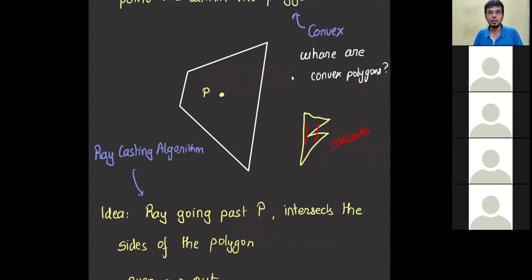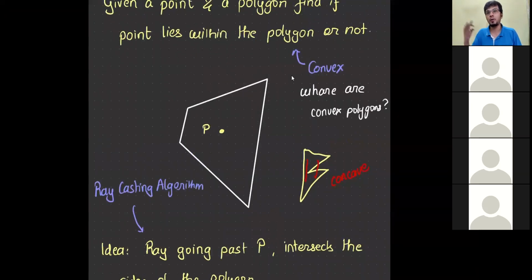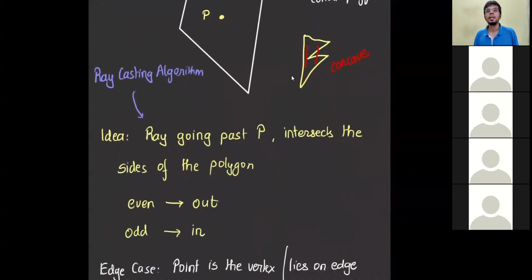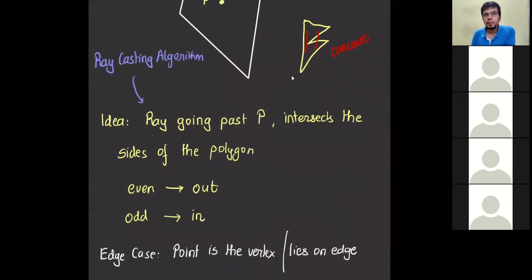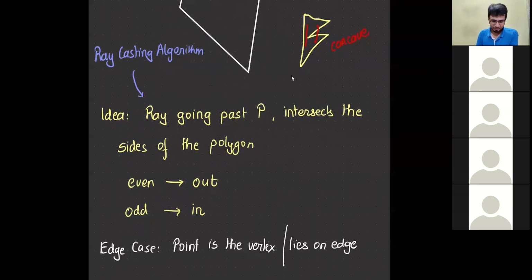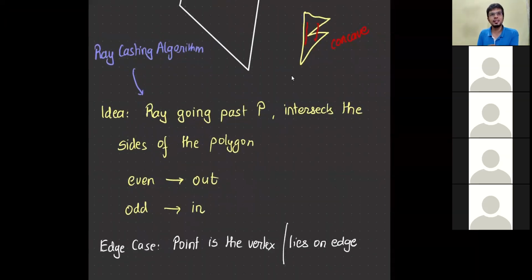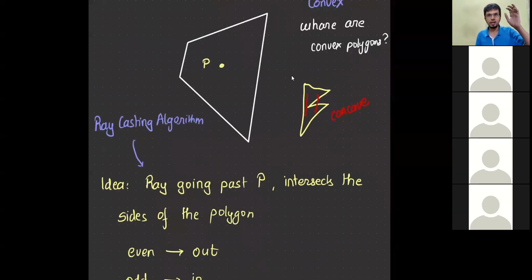So what we're talking about here is whether a point lies within a convex polygon. The algorithm we'll talk about is called the ray casting algorithm. It's exactly what its name says: cast a ray and see where the ray goes. As simple as that. So the idea is you have a point P.